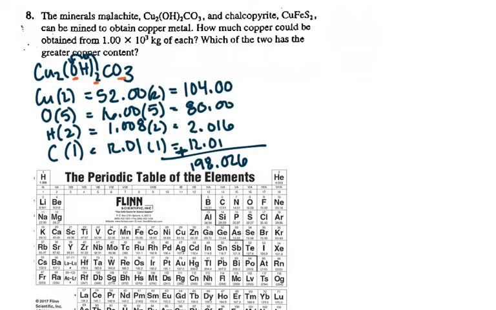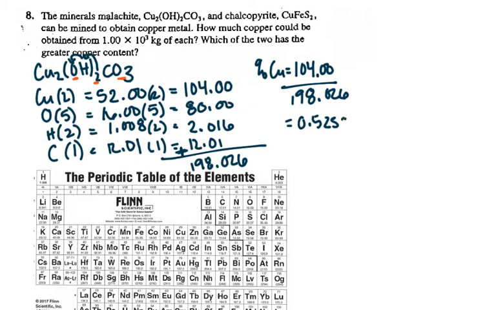So now, again, I need to find just the percent of copper. So to find my percent of copper, I'm going to take my mass of copper, the 104.00, divide it by the total. And I get 0.525. How many sig figs? I'm going to need 3, so I'm going to just keep 4. That way I can round it to 3 at the end.